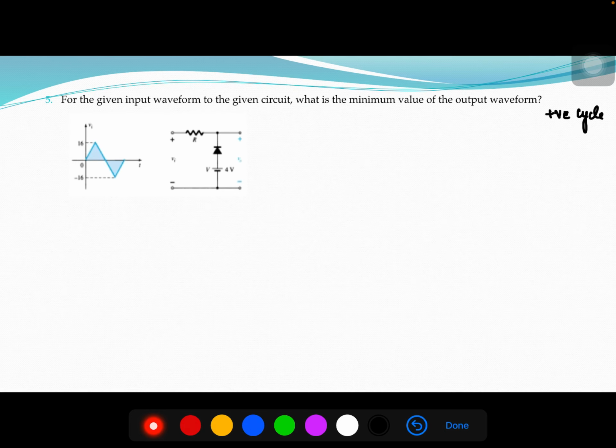So for the positive cycle, just look carefully. You will give a plus here and a minus here. So the diode, the P side is getting positive of the battery, and the N side of the diode is getting positive of the cycle. So the diode will be both forward and reversed for particular portions in the positive cycle itself.